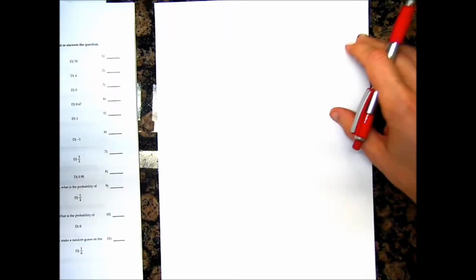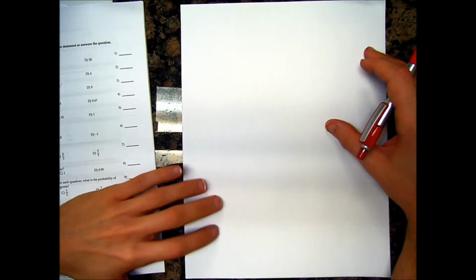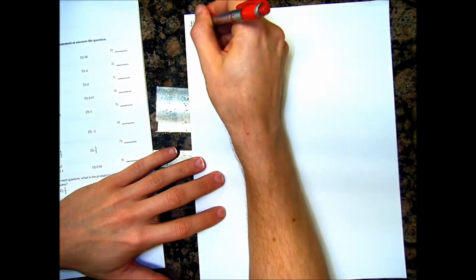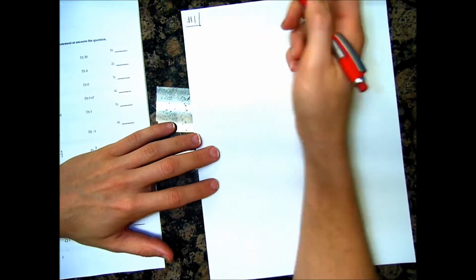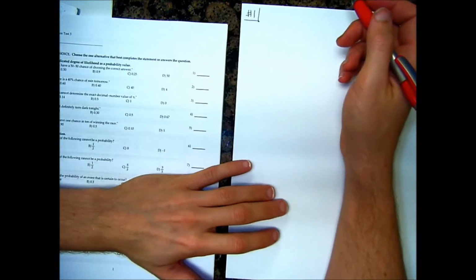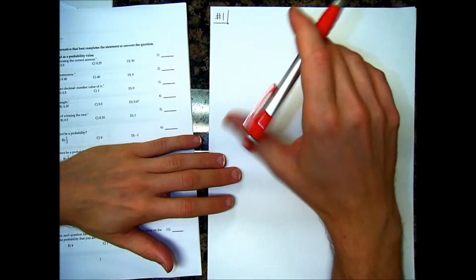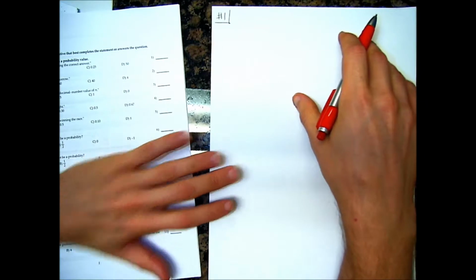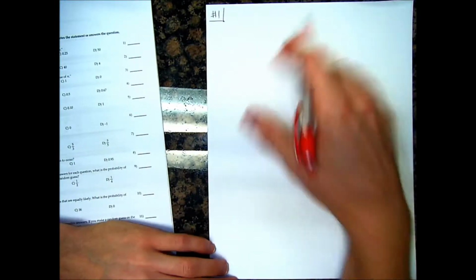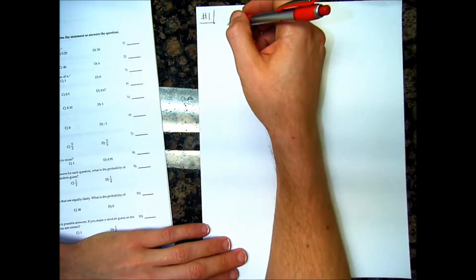So, here we go. I'm just going to work through problems in the packet and some homework problems, basically. So, number one. It says you have a 50-50 chance of choosing the correct answer. And we're supposed to express the indicated degree of likelihood as a probability value. So, trying to get you used to reading English and coming up with the math or statistics terms that we can just write out. So, 50-50 chance of choosing the correct answer.